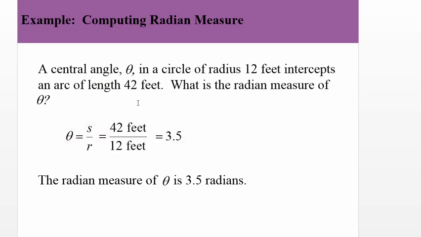So it says a central angle theta in a circle of radius 12 feet intercepts an arc of length 42 feet. What is the radian measure of theta? So the arc length 42 divided by r here, 42 over 12, would be about 3.5 radians.